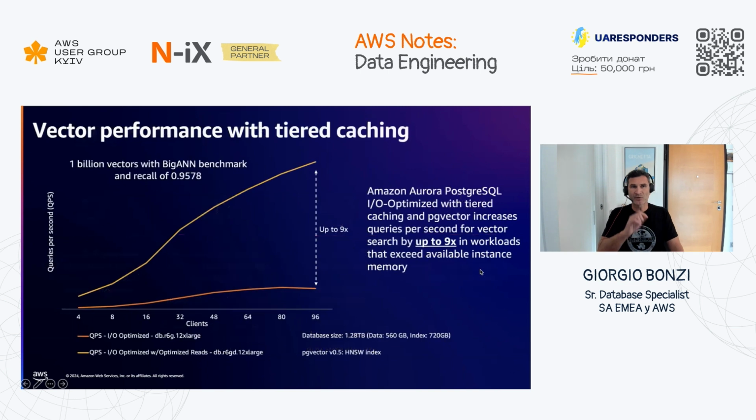Okay, but let's see a couple of benchmarks to better understand the improvements offered by these features. In this example, we are comparing an Aurora cluster with the optimized read feature enabled, the yellow one, with an Aurora cluster without this feature enabled. In this case, we are using the big-ann-benchmarks, a billion-scale approximate nearest neighbor search benchmark, using a dataset of around 1 billion vectors and an HNSW index that provides a recall of 96%.